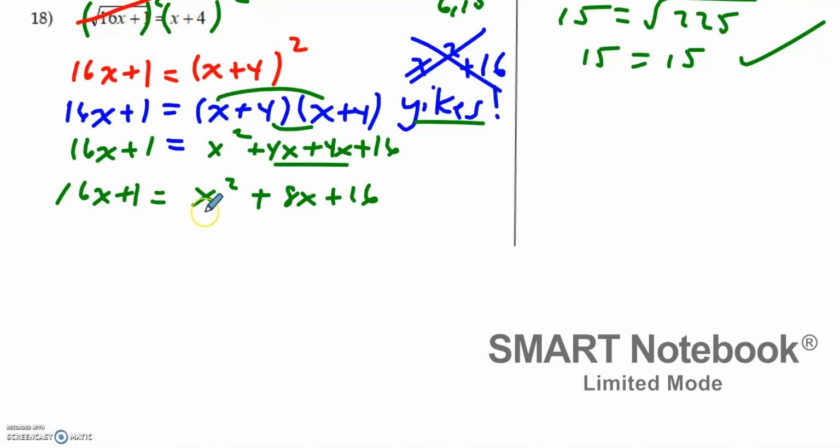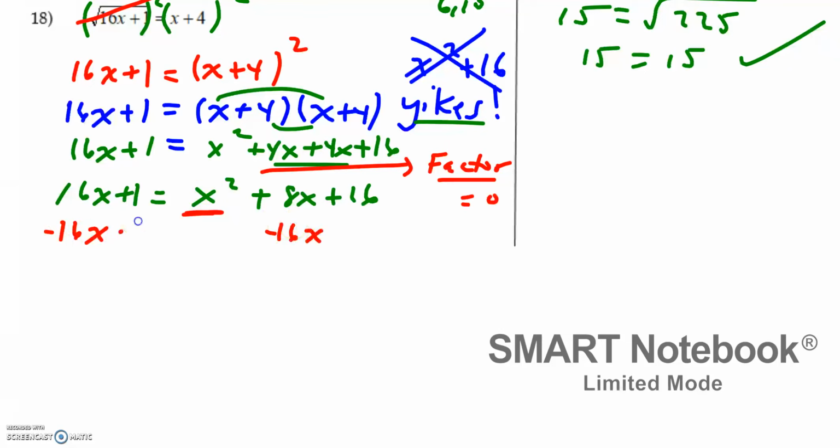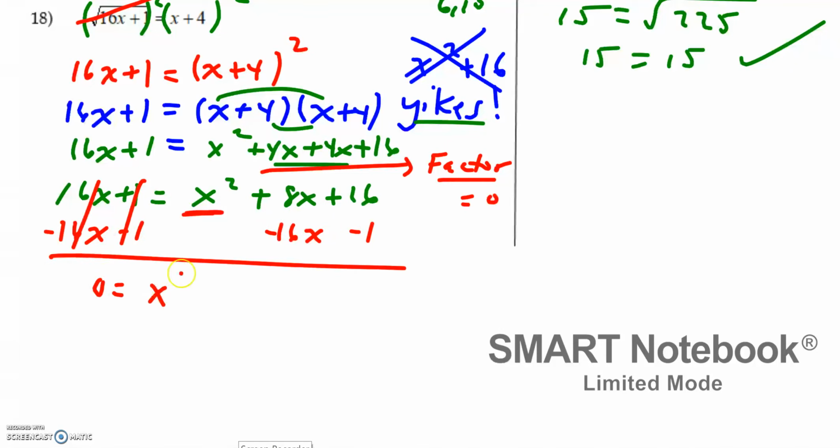Now, just like number 17, I notice I have an x squared in the problem, which means that again, I need to factor and I need this equal to 0, and I want to keep x squared positive. So what I'm going to do is move the 16x over to its like term by subtracting, move the 1 over to its like term by subtracting as well. So I would get 0 equals x squared minus 8x, if I combine, plus 15.